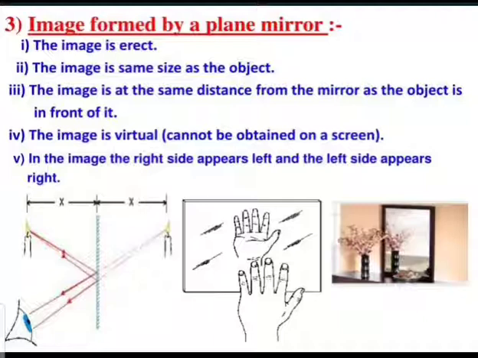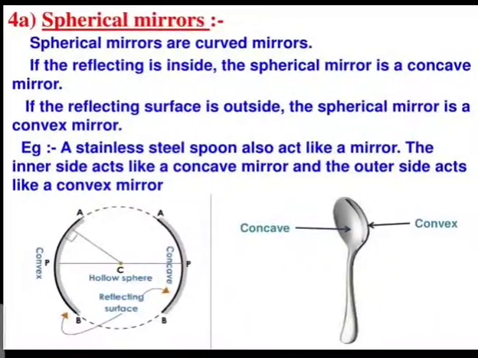The image is virtual. It cannot be obtained on a screen. The image formed by the plane mirror is virtual. In the image, the right side appears left and the left side appears right. The image formed is laterally inverted. The sides appear to be opposite in the mirror.